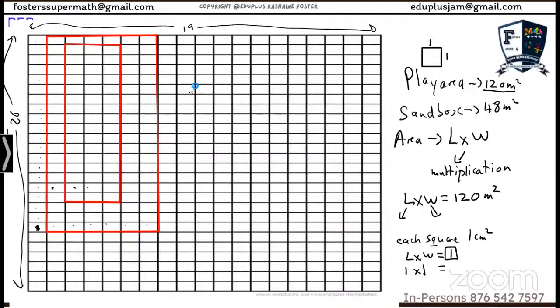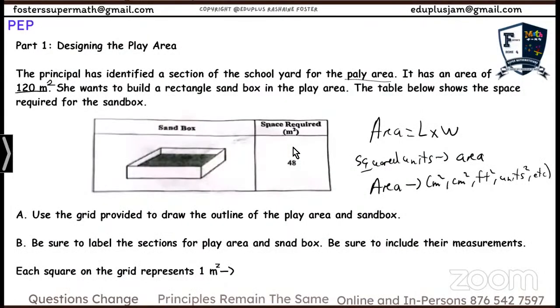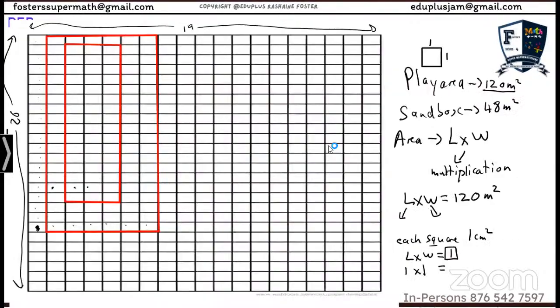Remember what the question says, and make sure you follow the instructions. Be sure to label the sections for play area and sandbox. Be sure to include their measurements. So what does that mean? I need to put in play area right here. It might not be so perfectly clear because of the grid that I'm using, but your grid, you should have it perfect on your graph paper. It should look clear for you.